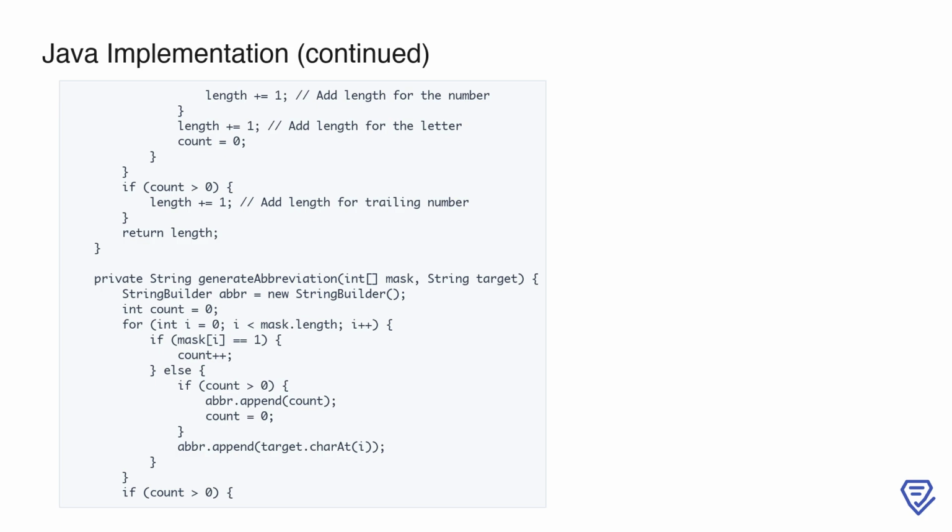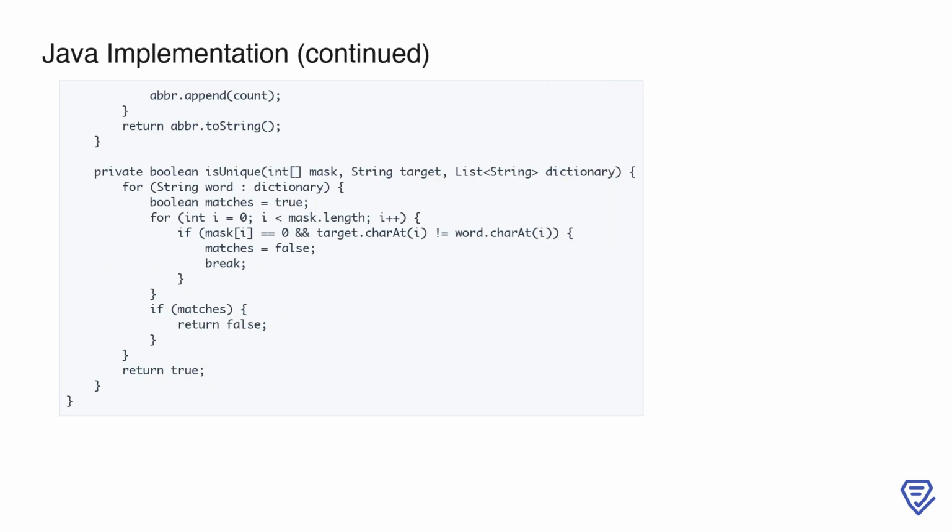Next, we have the generateAbbreviation function, which constructs the actual abbreviation string based on the given mask and target word. Using a string builder for efficient string manipulation, the function iterates through the mask. When encountering a sequence of ones, it appends the count of consecutive ones as a number in the abbreviation. For zeros, it directly appends the corresponding character from the target word. This process continues until the abbreviation is fully constructed. Finally, the generateAbbreviation function handles any trailing sequences of ones by appending the final count to the abbreviation. The completed abbreviation string is then returned.